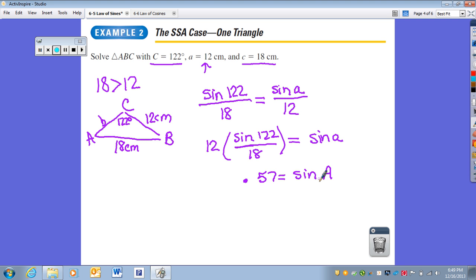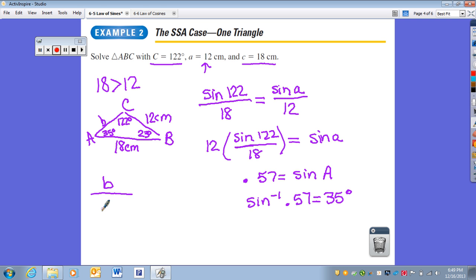Now, in order to finish solving, we simply need to take the inverse sine to find out our degree measurements. So we want the inverse sine of 0.57, and when we use our calculator, that comes out to be 34.75, or about 35 degrees. Now, since we know angle A is 35 degrees, and a triangle has a sum of angles of 180 degrees, we can subtract to find our other angle B, which is 23 degrees.